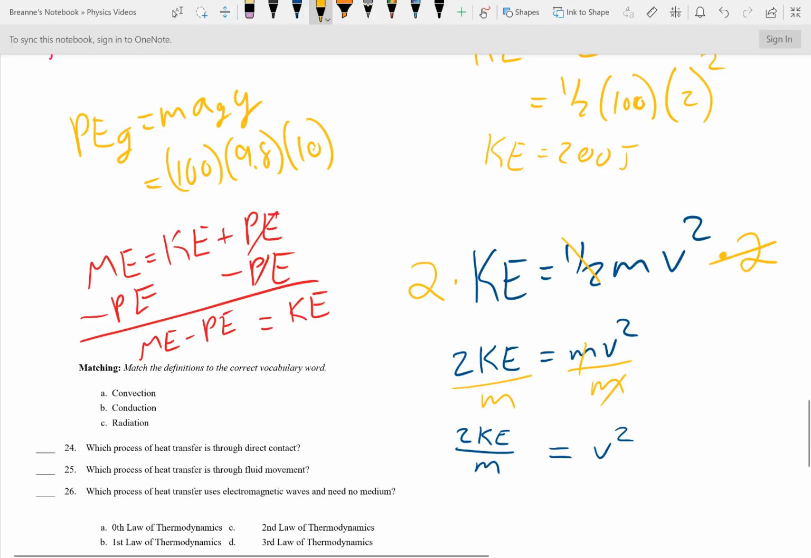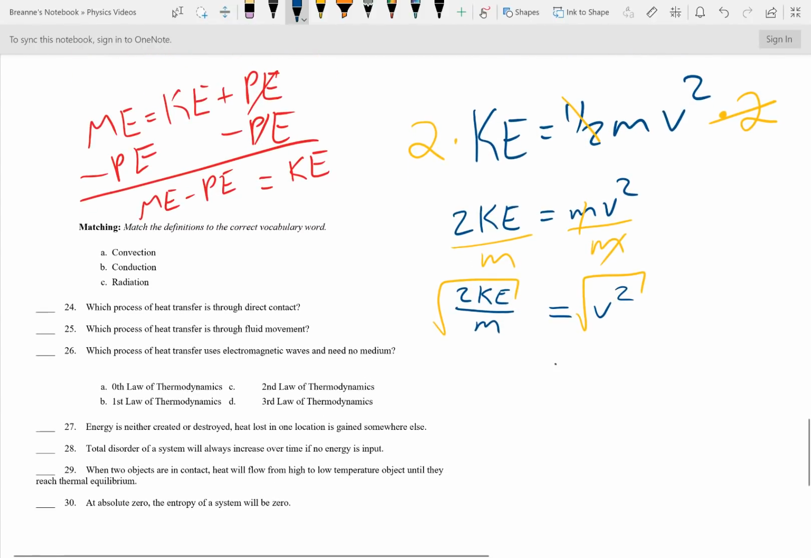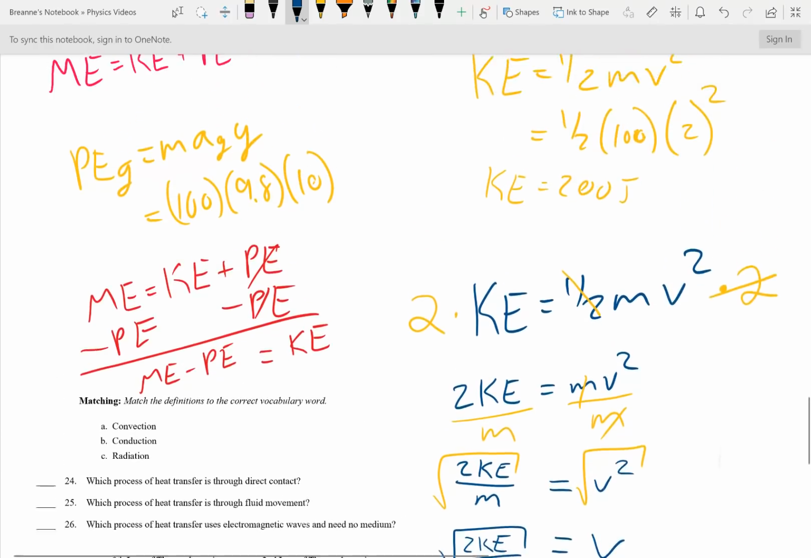And then to get rid of that squared, the opposite of squared is square root. And what you do to one side, you have to do to the other. I think some of y'all were showing me that you were only square rooting the v squared and not your number. So you have to square root both sides. So your equation ends up being the square root of 2 times kinetic energy divided by your mass. And now you can just plug in numbers.